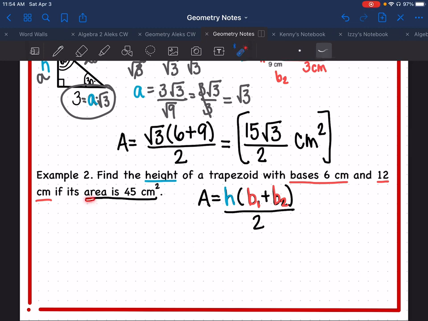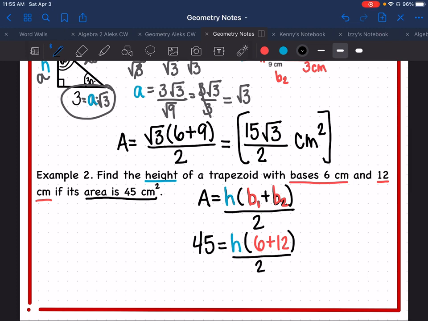There we go. And now I can start plugging it in. Notice that right here they say that the area is 45. Well, the area is the capital A, so that's where the 45 is going to go. They're asking me to find the height, so this is going to be my variable. And inside, they told me that the bases are 6 and 12 centimeters. So I'm going to say 6 plus 12, and of course, I'm going to divide by 2. Now, what I have to do is solve for h. H is the only variable in this equation. It is the only letter, right?